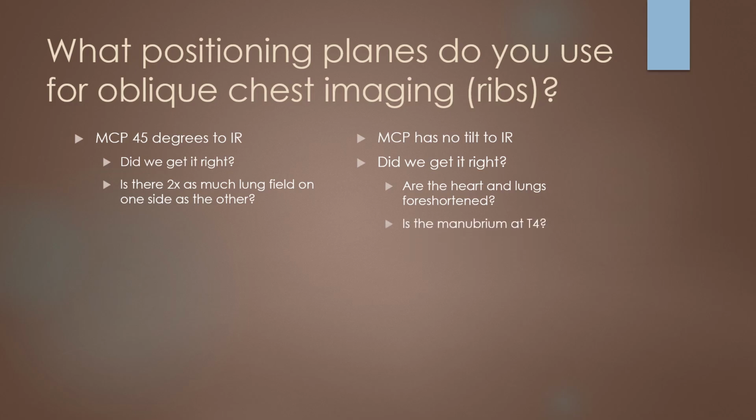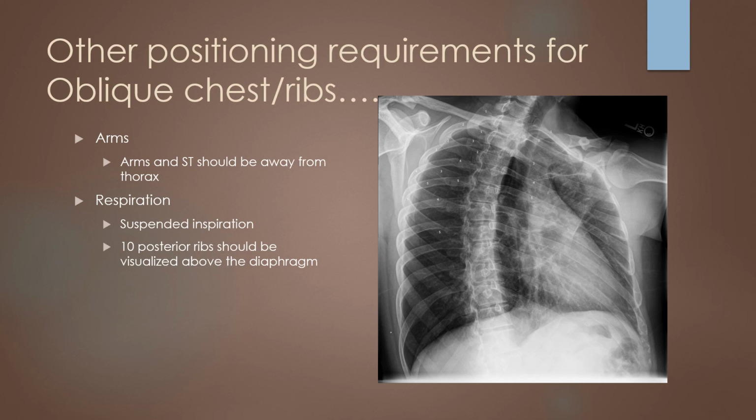The manubrium should be at about T4. And there should be about 1 inch of lung field above the clavicles. These should absolutely hold true if we're in AP projections.